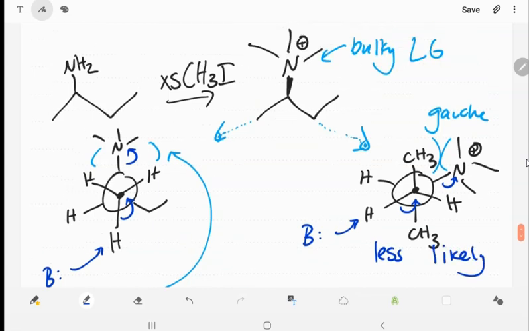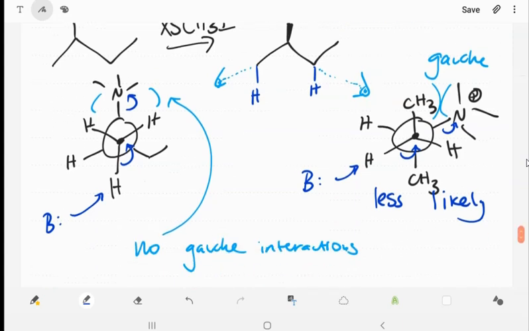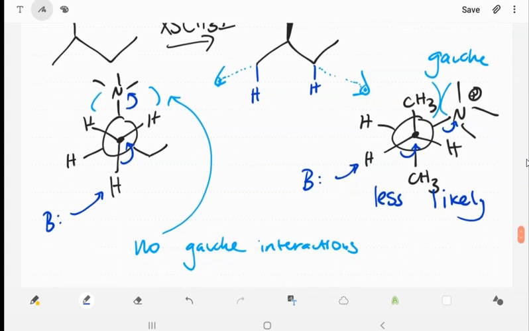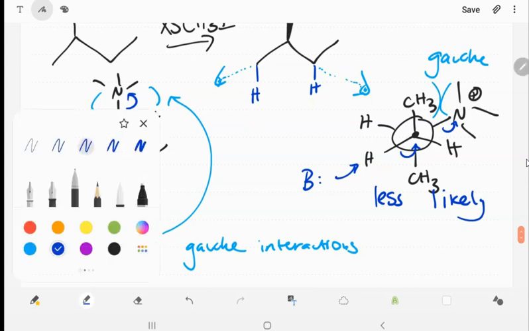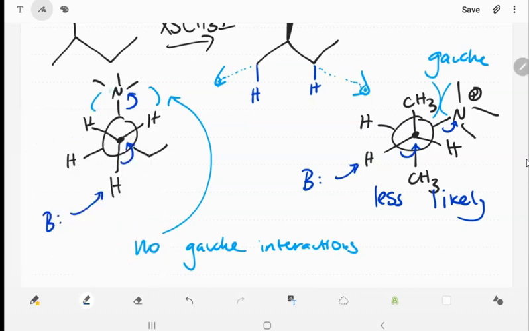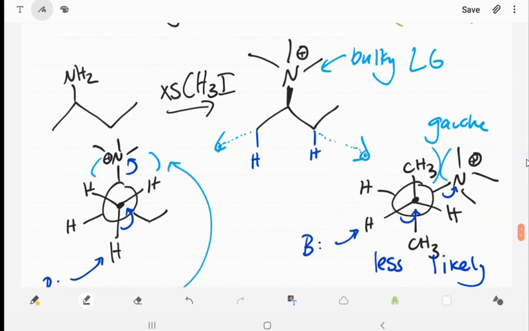So when we do eliminate, we're looking at eliminating these two hydrogens, or there's the hydrogen that's down. But because of these gauche interactions, this is less likely to happen. Here we have no gauche interactions because we have hydrogens next to our quaternary ammonium, which should have a positive charge. And so as a result, we're going to see that we always get the Hofmann product. Because it's so bulky, we're going to get Hofmann out.